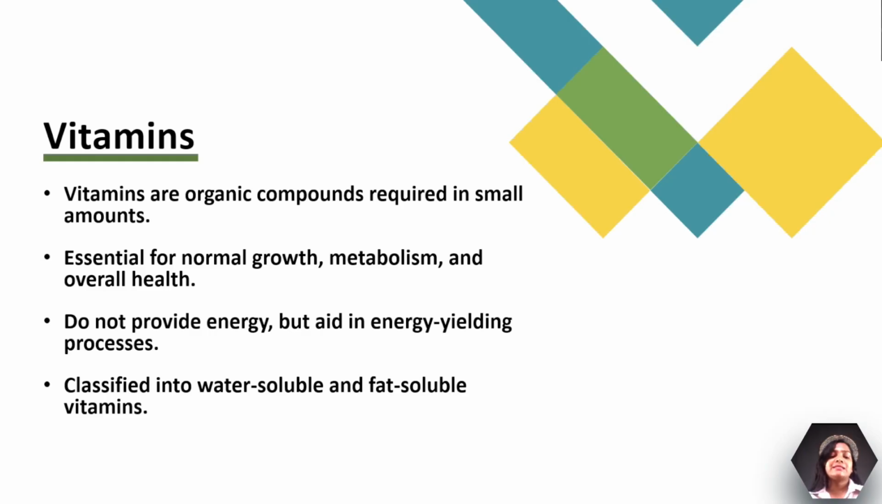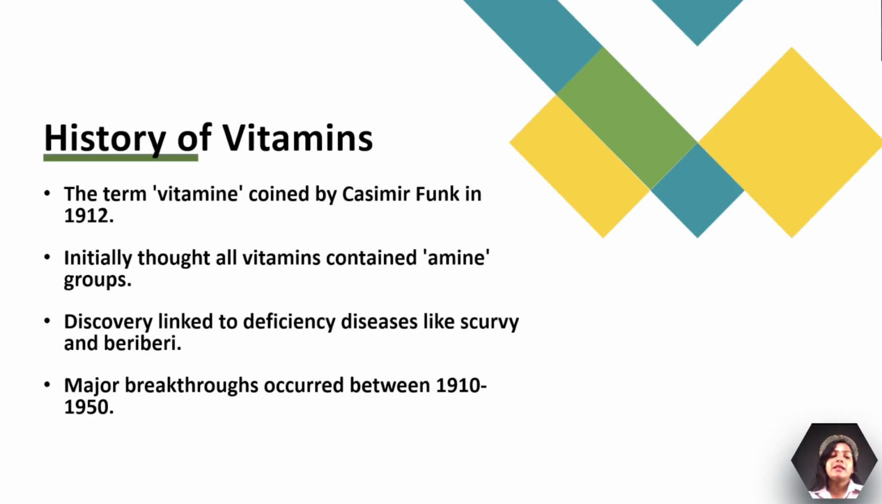It is classified on the basis of solubility into two types. The first one is water soluble vitamins and the second one is fat soluble vitamins. Now, talking about the history, how the discovery of vitamins took place.